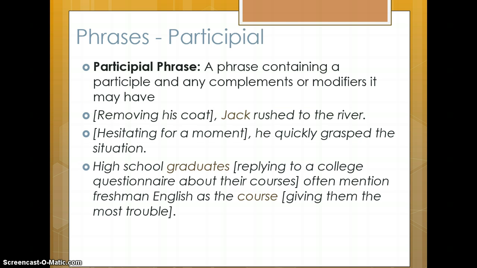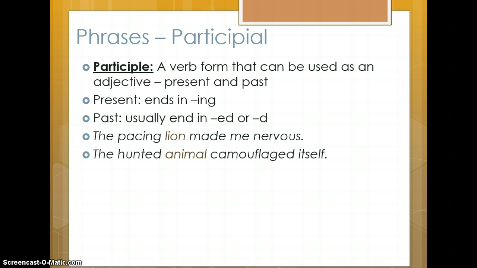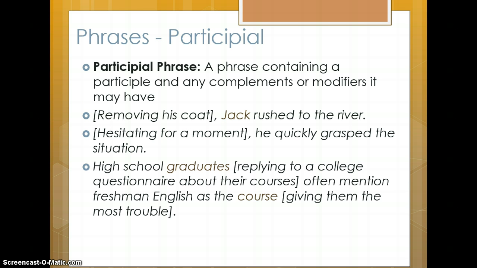If we take it back one more slide and look at these participial phrases, or even these participles. The it lion made me nervous. That makes no sense. The this hunted animal camouflaged itself. That doesn't make any sense either. In the participial phrases, it, Jack rushed to the river. This, he quickly grasped the situation. High school graduates, this often mention English as the course it.